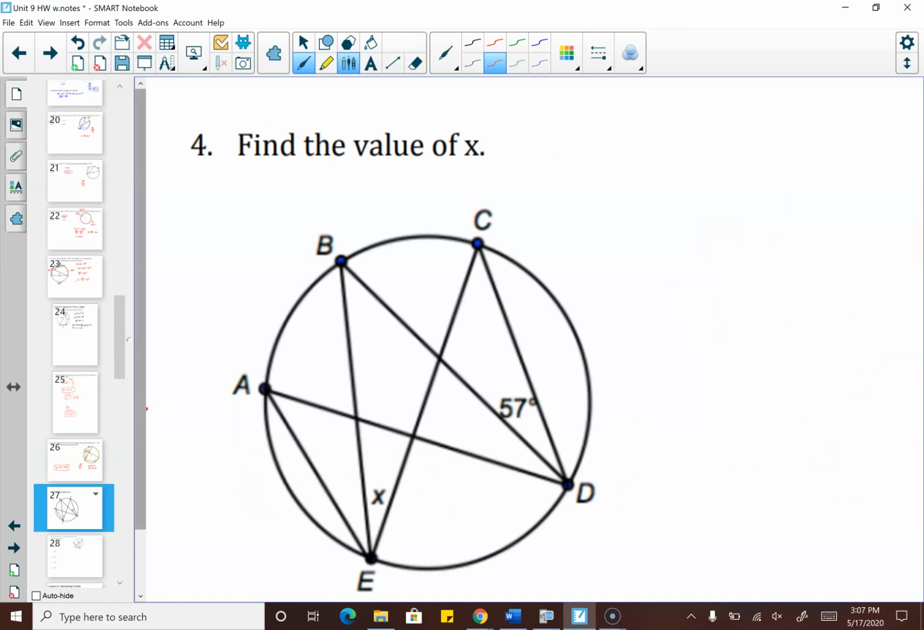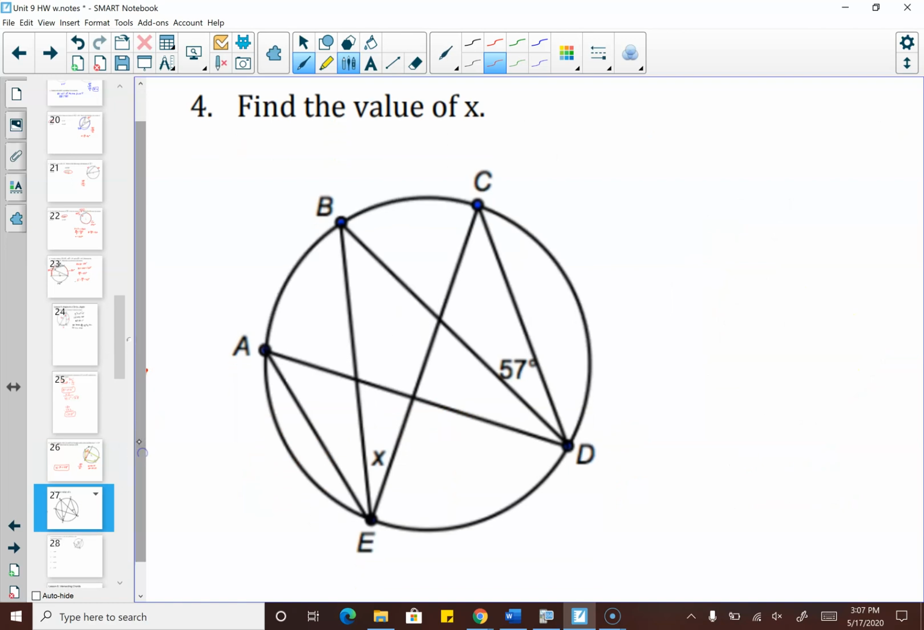So now in number 4, we want to find the value of x. So all that gave us is that angle BDC is 57. Well, that looks like an inscribed angle, and if I take 57 and I multiply it by 2, I get 114. So that tells me that this arc right here is 114 degrees.